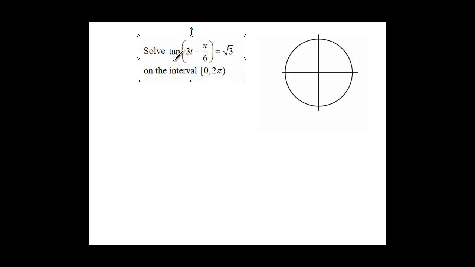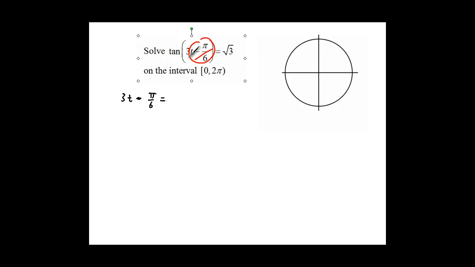First step that we always want to look at for solving a trig equation is to isolate the trig function. And in this case, we have the tangent of our argument is equal to a number. So that step is done for us. And then from there, I want to think of the argument as a big angle. So I'm going to call it theta for a second. So what I really want to do here is find what angles theta on the unit circle correspond to a tangent of square root of 3. So when I finish that, I'll have 3t minus pi over 6 is equal to some values here.